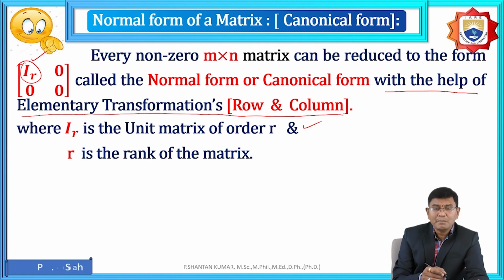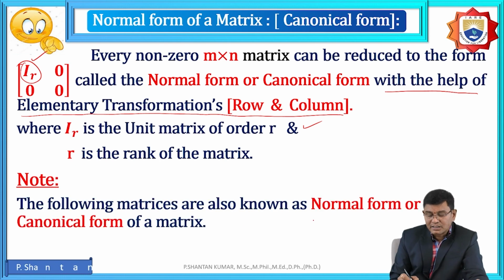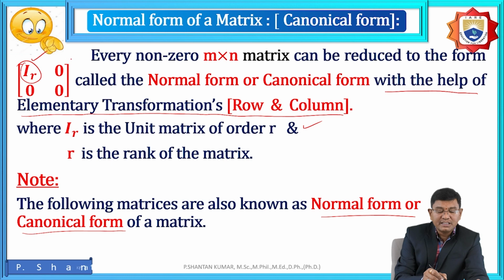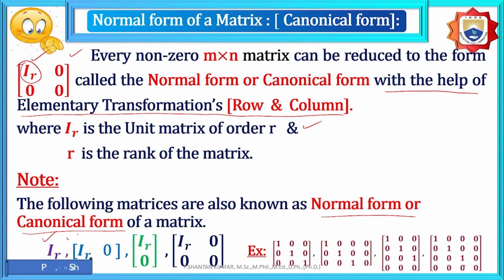And this is not the only type of normal form. Some other methods are also there, that is, other standard forms. The following matrices are also known as the normal form or canonical form of a matrix. That means it is not only this one structure of IR 00. It may be in the form of IR, IR 00, IR 0, and IR 00. These are some structures of the normal form or canonical form. By applying row and column operations on the given matrices, we reduce them to these structures. Any one of them should be satisfied. And IR is the unit matrix of order R, and R is the rank of the matrix.